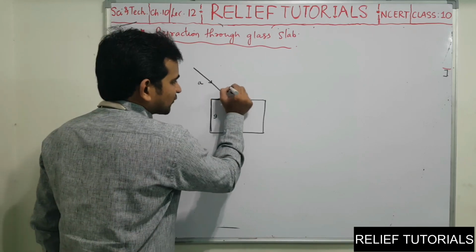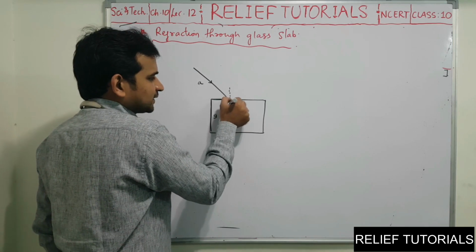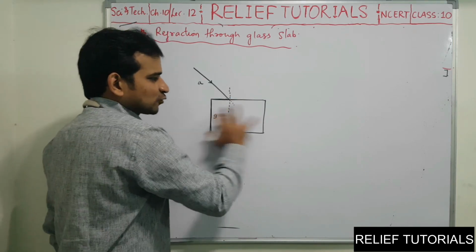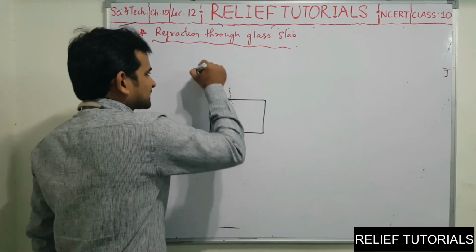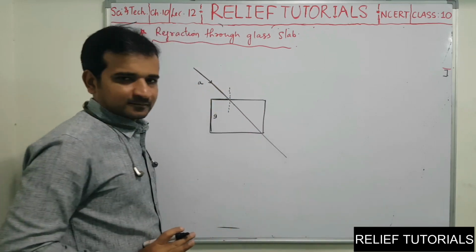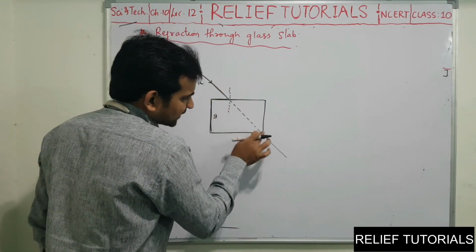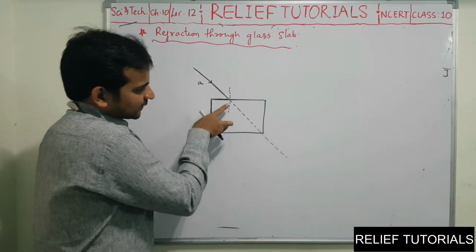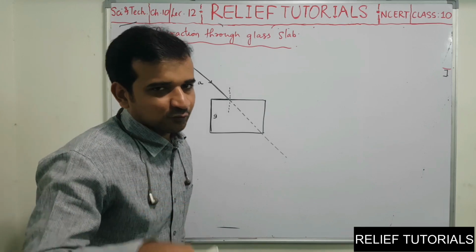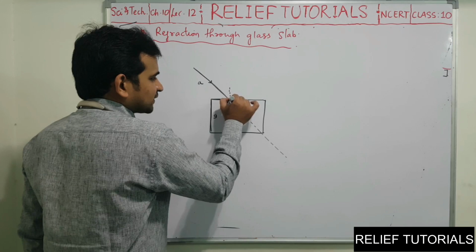Okay, so here is the normal, and this is its original path. Consider, in the absence of the glass slab, the ray would be traveling like this. But here the glass slab is present. So this is the original incident path, called the original incident path in absence of the glass slab. This is the normal. This is the point of incidence here.